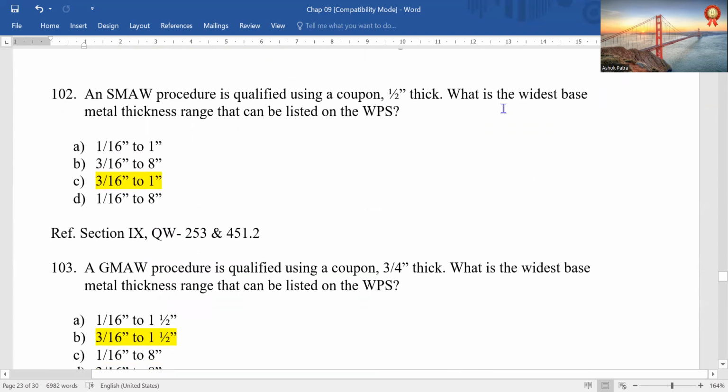An SMAW procedure is qualified using a coupon half inch thick. What is the widest base metal thickness range that can be listed in the WPS? 3/16 to 1 inch.